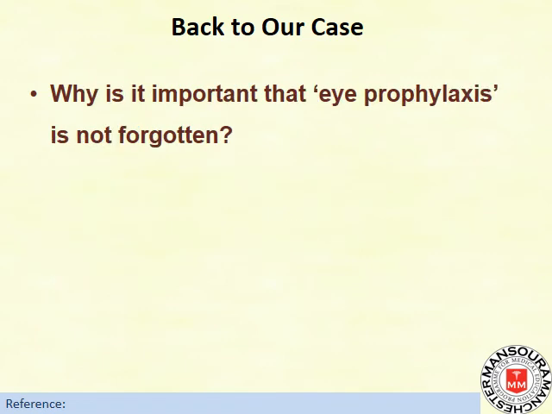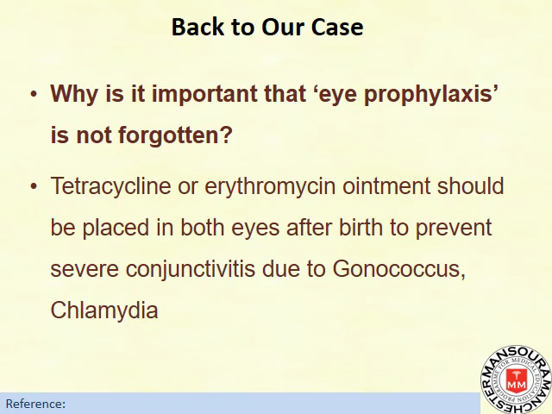Why is it important that eye prophylaxis is not forgotten? Eye prophylaxis is very important because there are infections like Chlamydia trachomatis and Neisseria gonorrhoeae that can lead to conjunctivitis, so you should apply antibiotic ointment to the eye, like tetracycline or erythromycin ointment. This should be applied within 1 hour after birth.